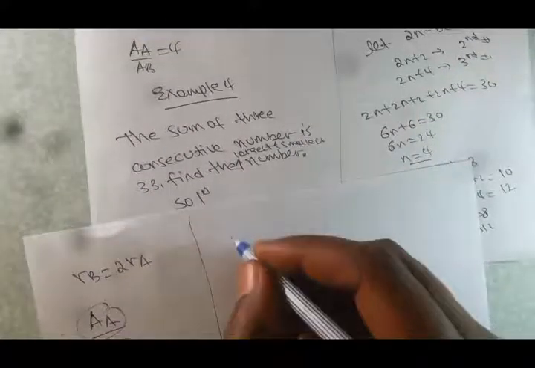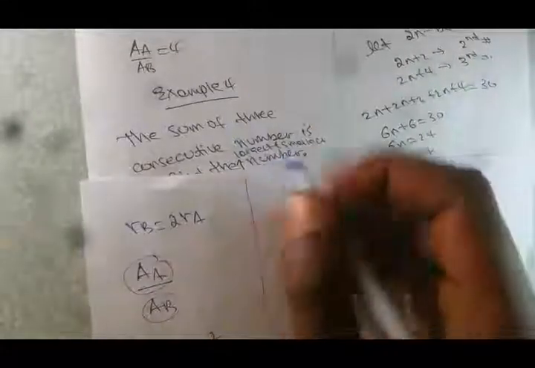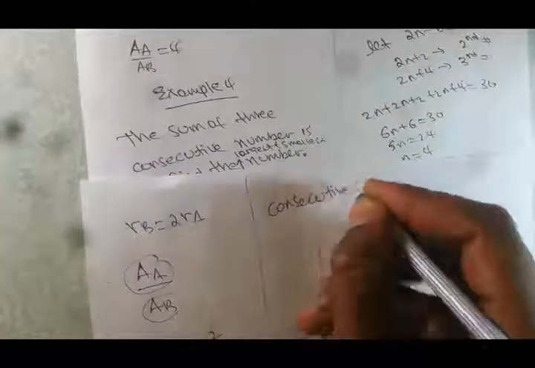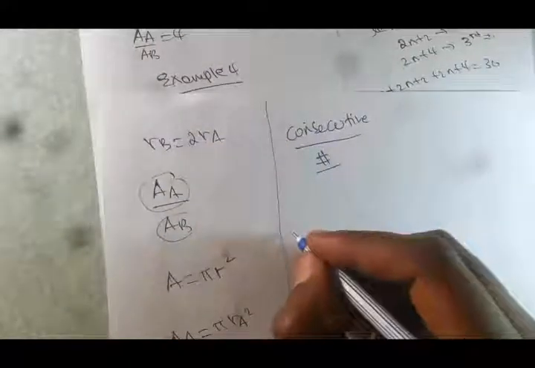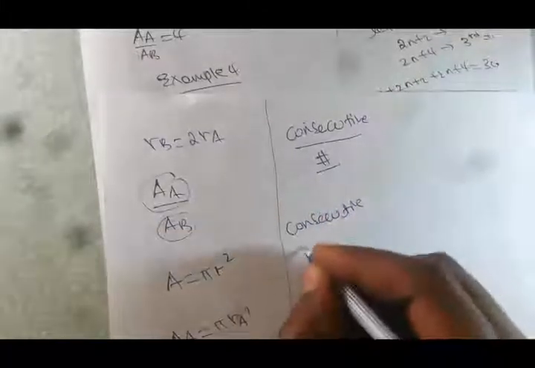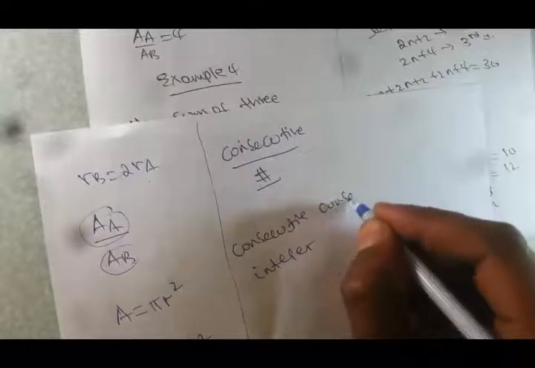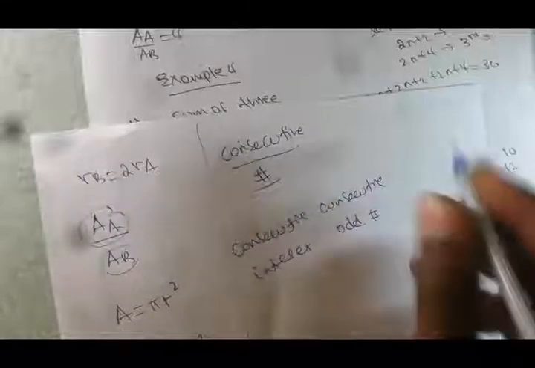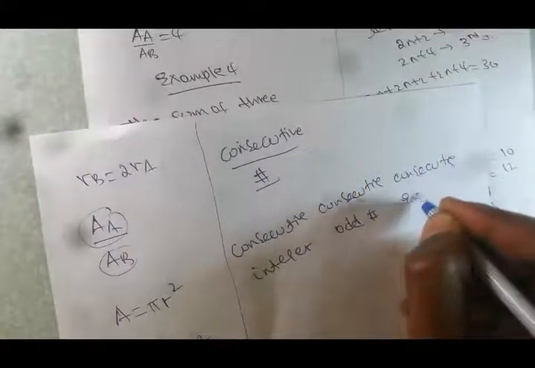And now we are going to talk about consecutive numbers. There are 3 kinds of consecutive numbers we are going to talk about. The first one is consecutive integers, consecutive odd numbers, and consecutive even numbers.